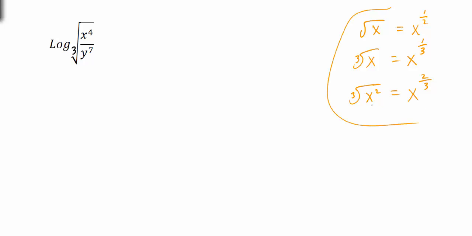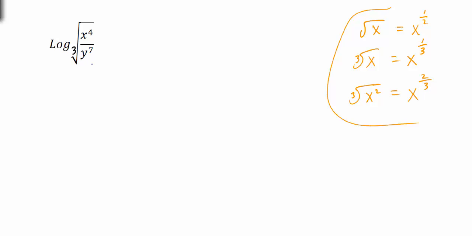All right, now here we have one that's a little bit more involved. We have the log of the cube root of x to the fourth over y to the seventh. Now, quickly here to the side, I want to review a little bit. If we have the square root of x, that's the same thing as x to the 1/2 power. Or if we had something like the cube root of x, we could write that as x to the 1/3 power. Or if we had something like the cube root of x squared, we could write this as x to the 2/3 power. So I want to remind you, if we have a square root, a cube root, or any nth root, how we can rewrite that using a fractional exponent.